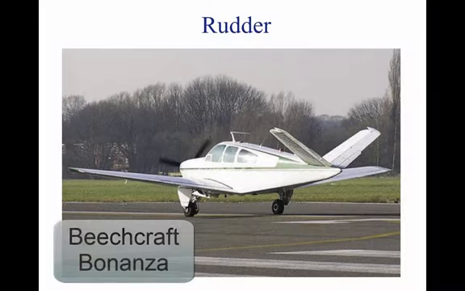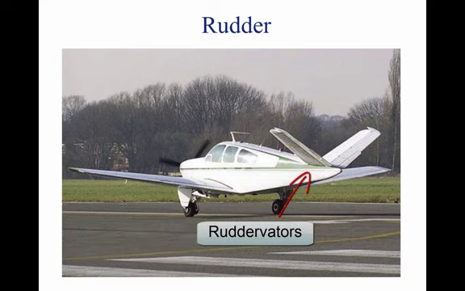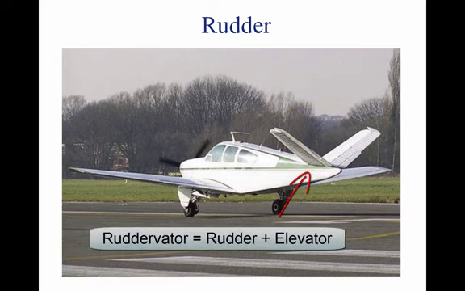The Beechcraft Bonanza shown above has a V-tail design. This design incorporates ruddervators, which are a combination of the rudder and the elevator, and they work much like flaperons. The pilot is able to control the rudder and elevator separately, but the control surface acts as both.